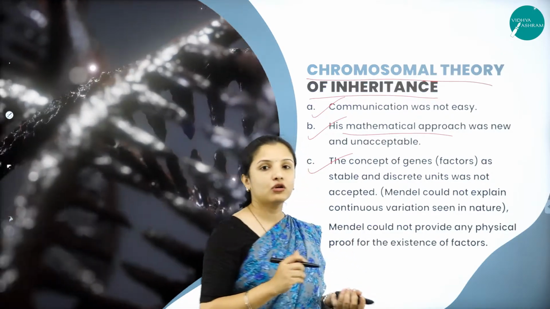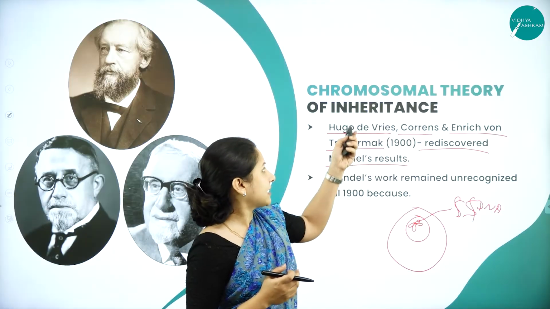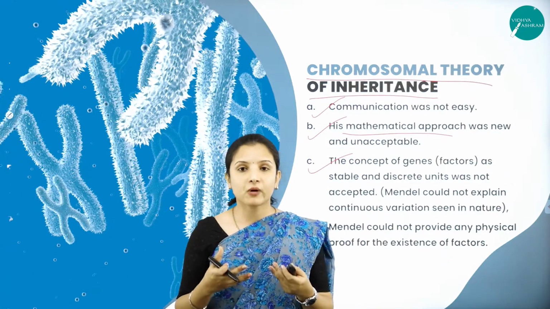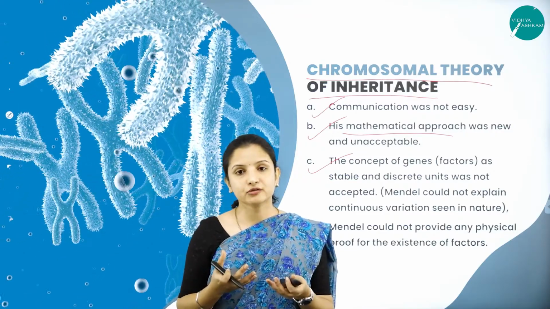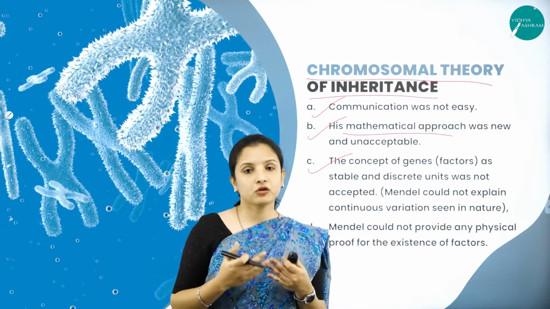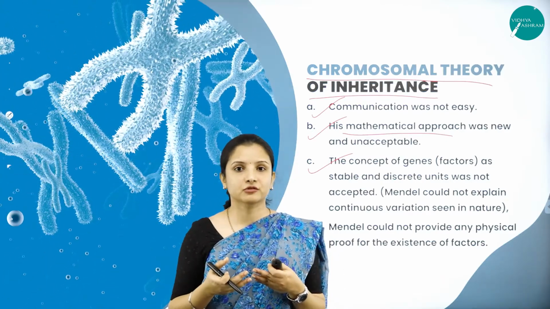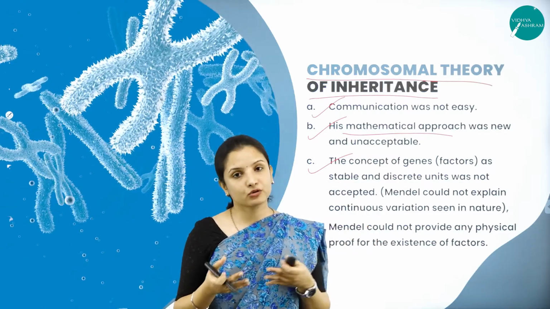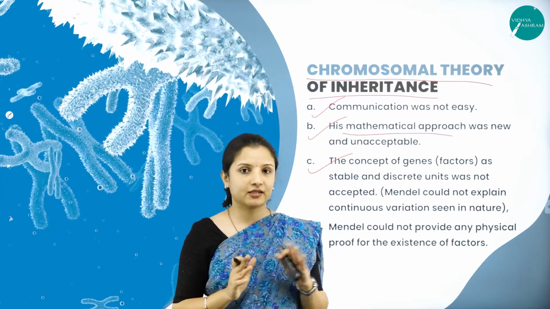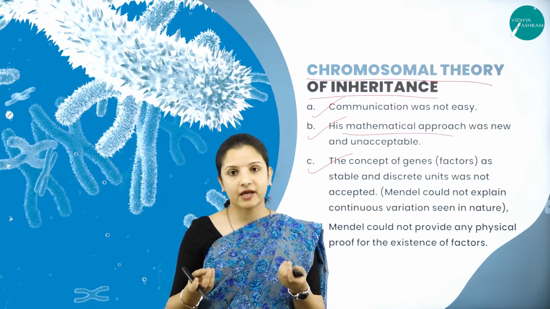And Mendel could not provide any physical evidence. The other three scientists, Hugo de Vries, Correns, and Tschermak, were able to provide evidence because microscopes and all were advanced during the 1900s. But when Mendel was working on pea plants in 1860, there were no advanced microscopes, so he could not study chromosomes and all that. He just made phenotypic observations and he calculated. That is why the evidence he gave was not satisfying to the people.